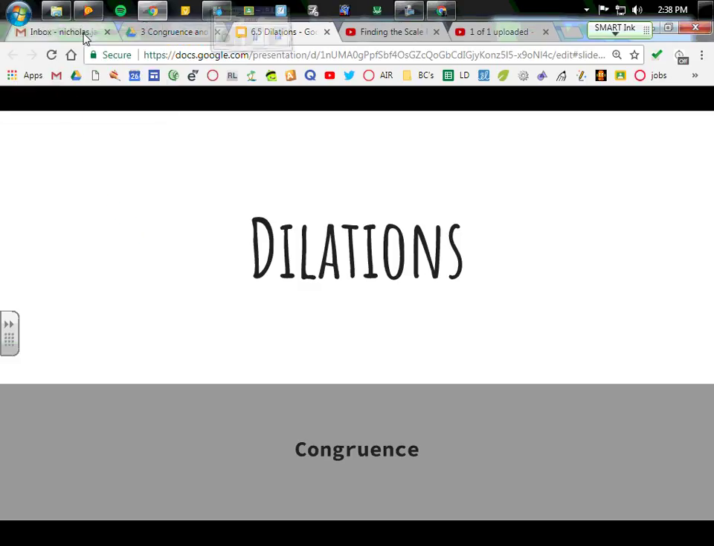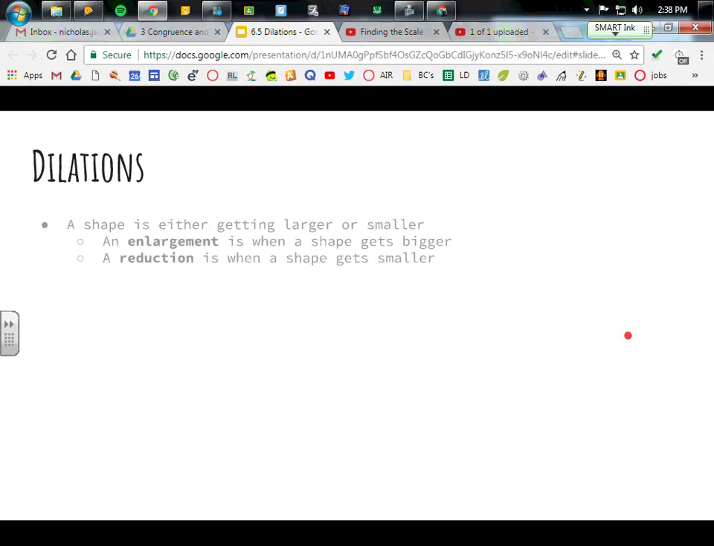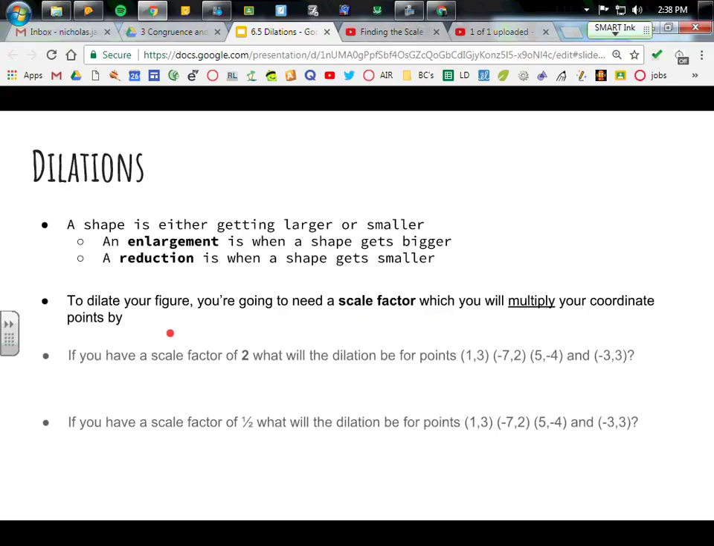All right, so today we're going to talk about dilations of shapes. So let's get right into it. Well, what is a dilation? That is when a shape either gets larger or smaller. We use the term enlargement to describe a shape getting larger, and we use the term reduction to describe a shape getting smaller. In order to dilate a figure, you need a scale factor, which is a number that you're going to multiply your coordinate points by.